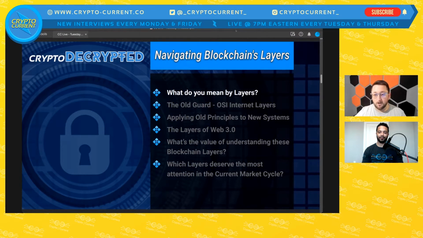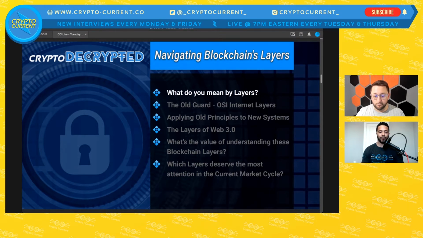So when we talk about layers, let's start to paint this picture real quick. Richard, give me your take on simplifying layers for our audience. All right, so we have layer 0, which I'll let you explain in a minute. Layer 1, layer 2, and layer 3.